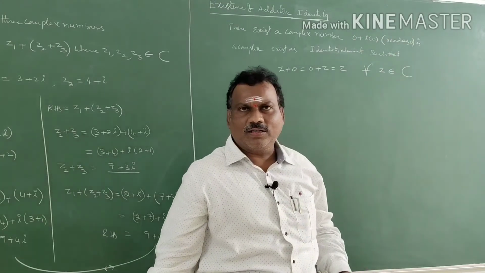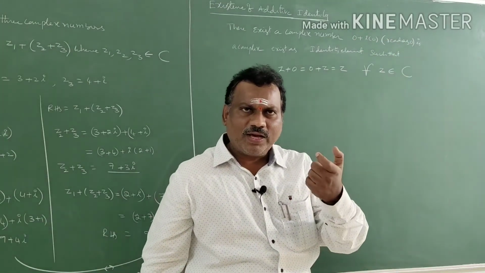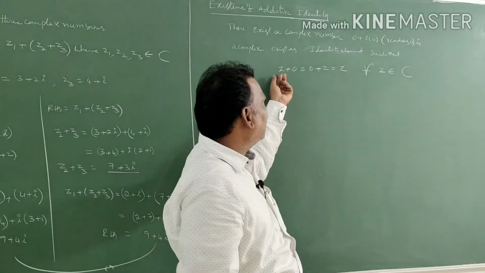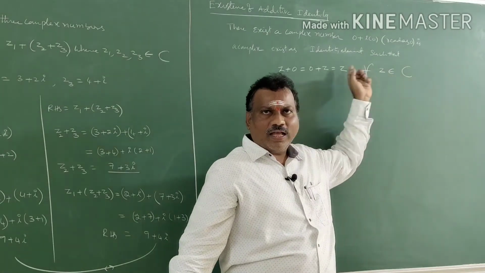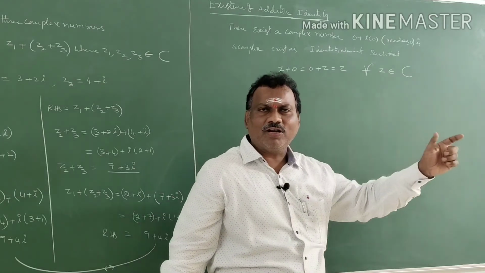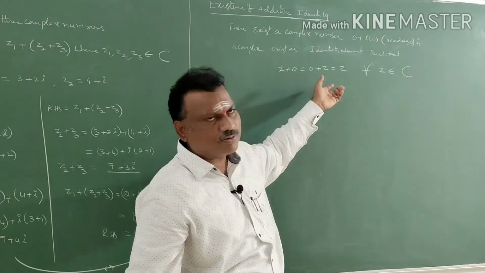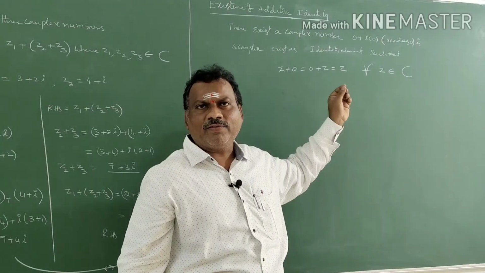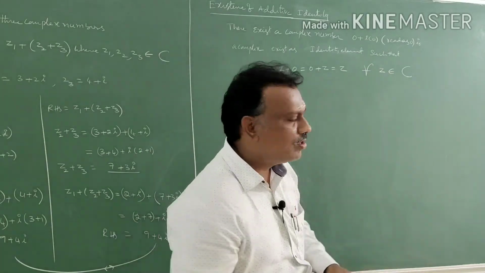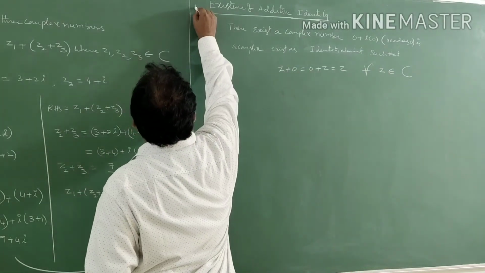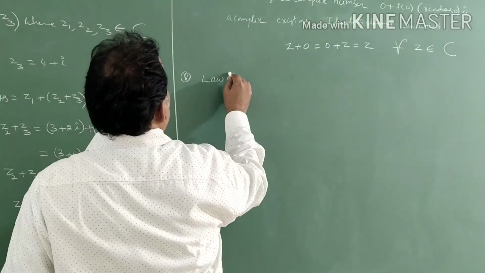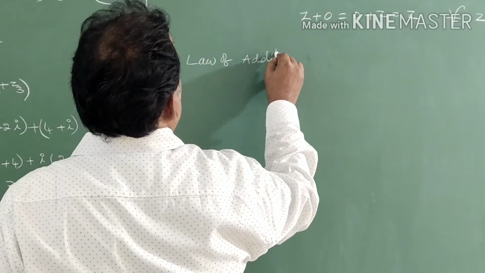That is what I told. Law of identity means if you pick one particular number in a particular set, let me pick z from the complex numbers, there exists another complex number whose sum with it must again be z. Yes, it is possible. That's why the law of identity exists here. Clear, students? Now, the fifth property is the law of inverse, the law of additive inverse.